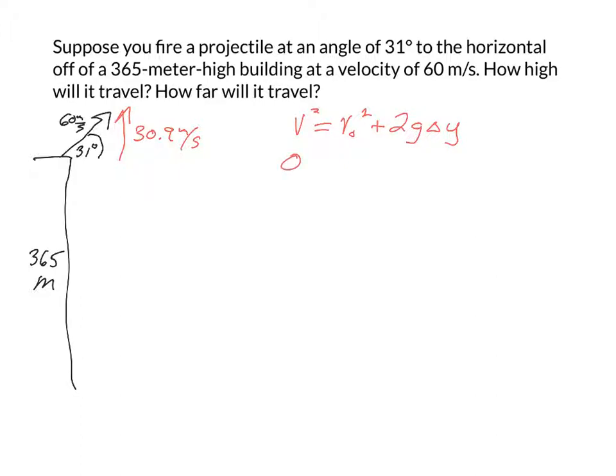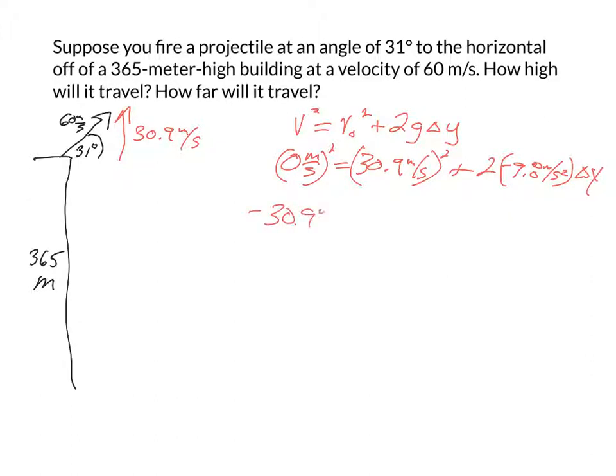Remember, this is only a halfway trip. That's why that one's 0. The initial is what I just did, 30.9 meters per second. Be sure to square that, and plus 2 times negative 9.8 meters per second squared times change in y. I'm going to subtract that 30.9 squared from both sides.